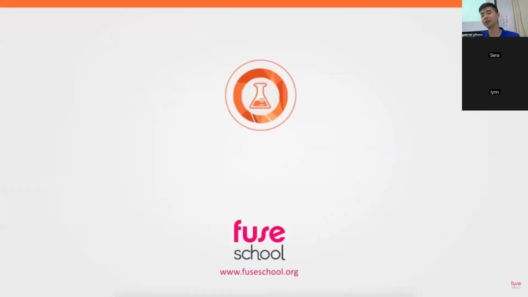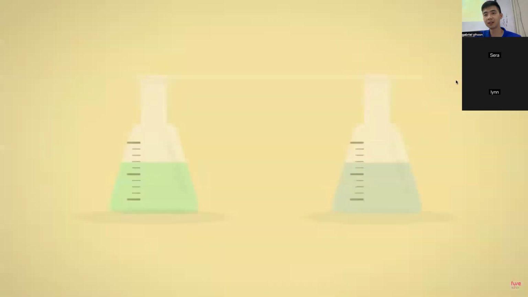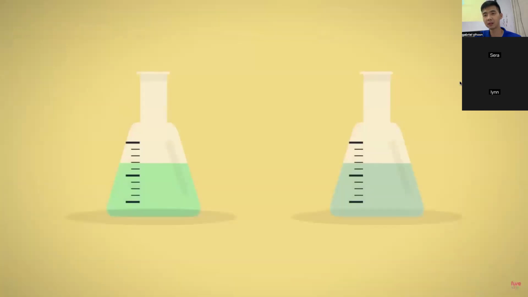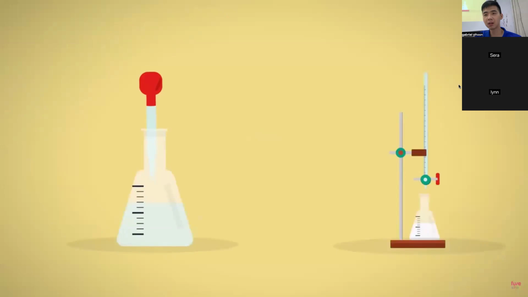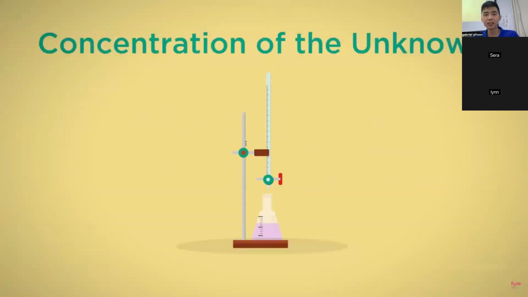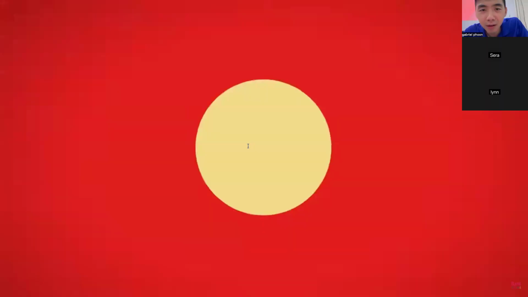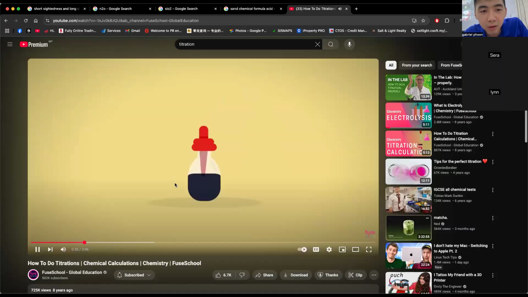Please pay attention, everyone. It's very important. Concentration of solution when you go to the concentration of another solution. You carefully add the known solution to a set volume of the unknown solution until the reaction is complete. This enables you to work out the concentration of the unknown solution. You may need to use the indicator to signal the end of the reaction.